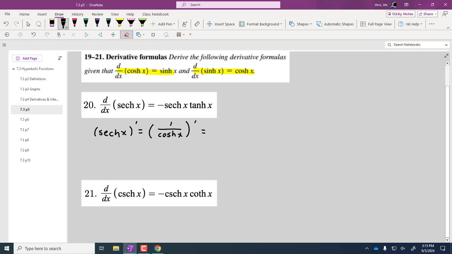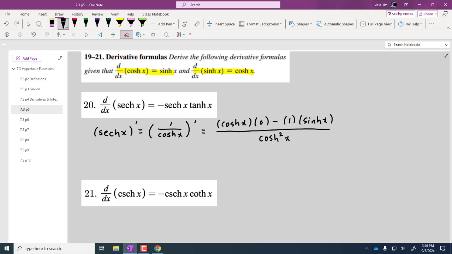And now we use the quotient rule. We know how to use the quotient rule, and we know the derivative of cosh is sinh. So we're going to do low d high. So cosh times 0, right, low d high, minus high d low, over low squared. So there we have the quotient rule.